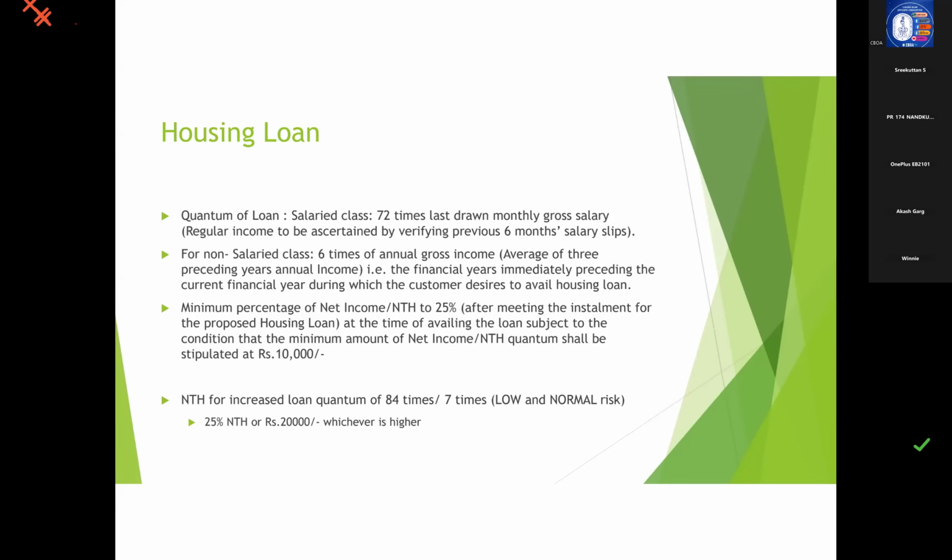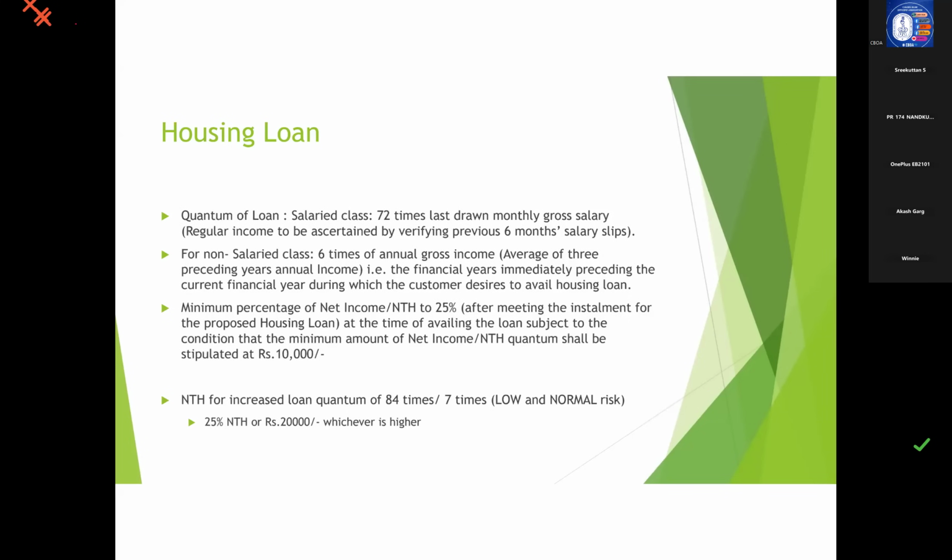Okay. So housing loan, first of all, we will talk about the quantum of loan. The basic quantum of loan for the salaried class is, as you know, 72 times, that is 6 years, of the last drawn monthly gross salary, and regular income to be ascertained by verifying the previous 6 months' salary slips. Why is it that if you take only the latest salary slip for 1 month, we will not know whether the consistency is there or not. So that's why we check the last 6 months' statement, and if a consistent gross salary is there, we will take the last month's gross salary, and 72 times of that is the eligibility of that particular borrower.